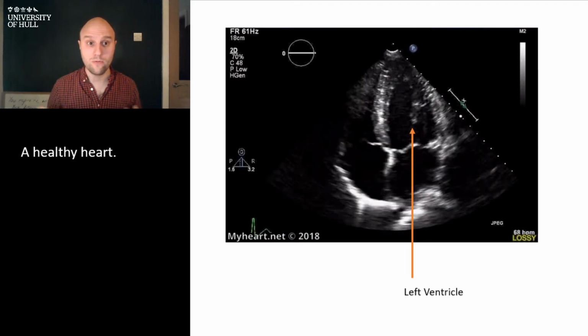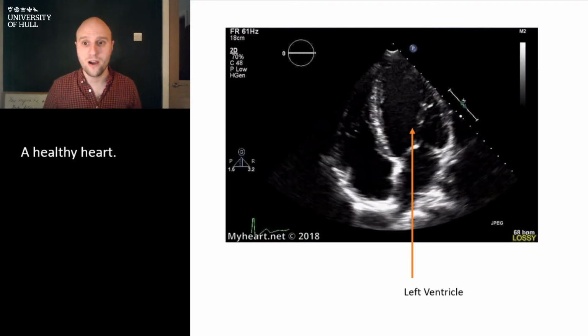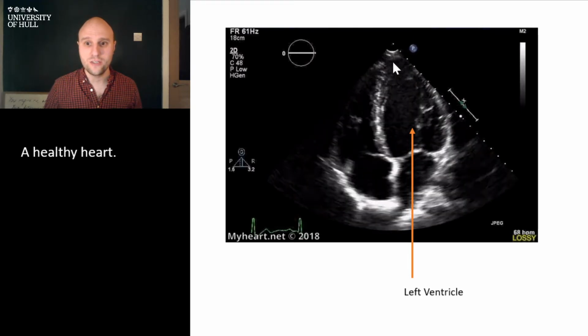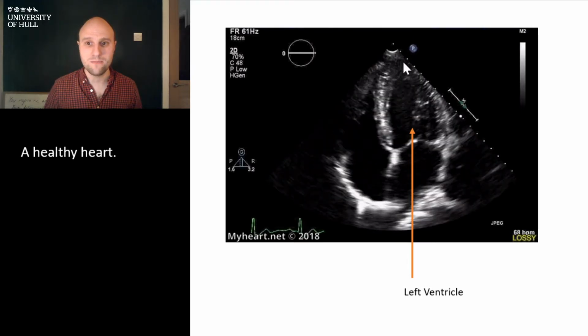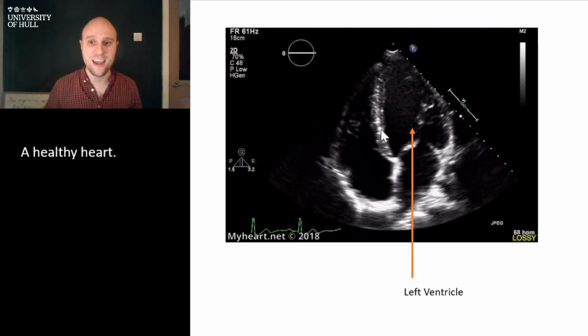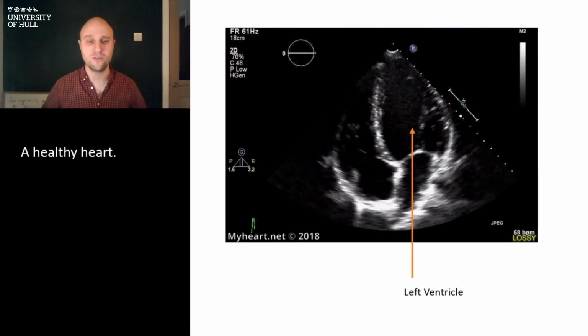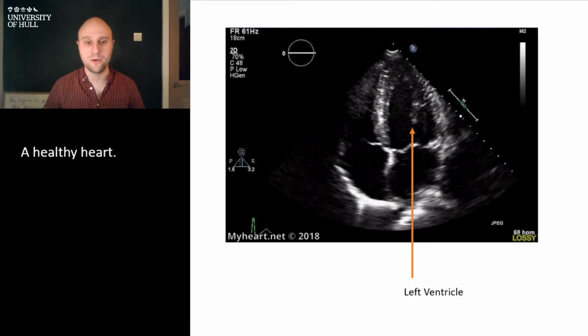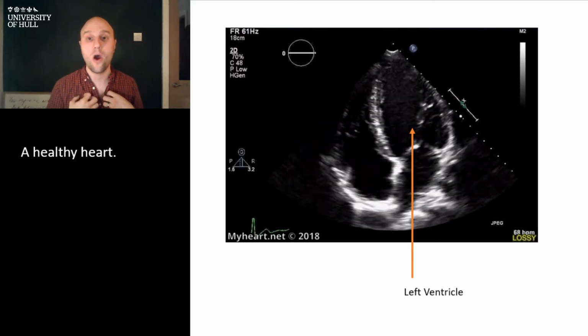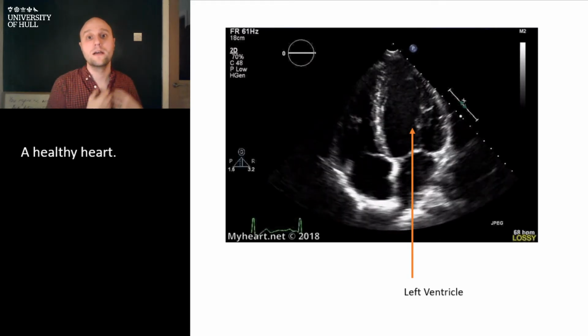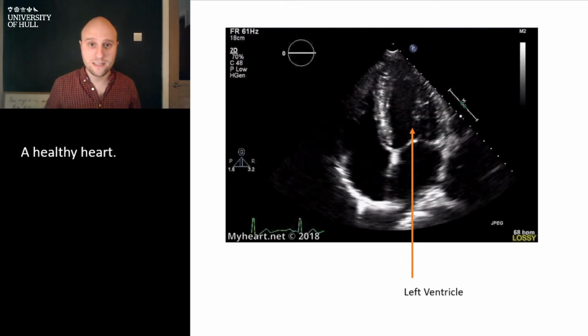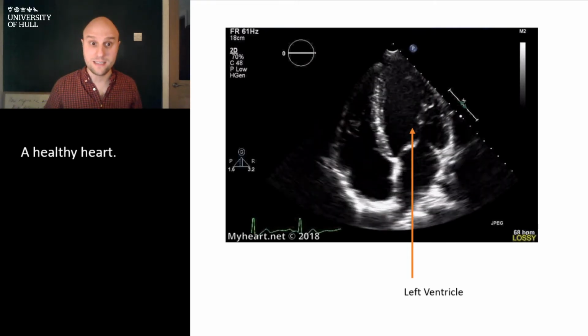Now, the situation we've just described is a healthy heart, and here's an echocardiogram, what we call an apical four-chamber view of the heart. You can see the four chambers, and the most significant one here is the left ventricle. It's the biggest, the most muscular, and it's what's pumping the blood away from the lungs and around the body, and that's significant. Like I say, this is a healthy heart.